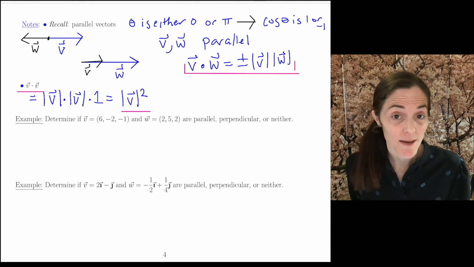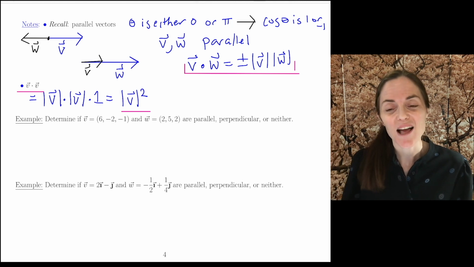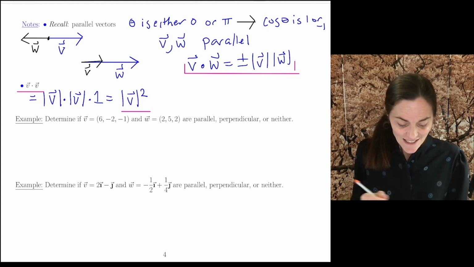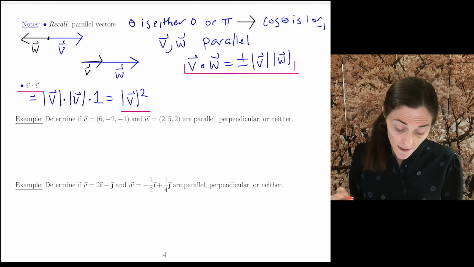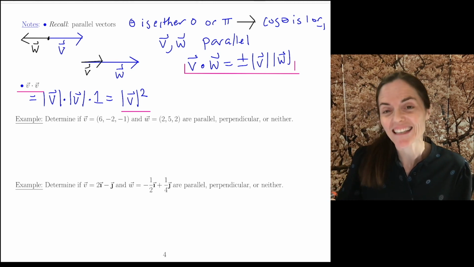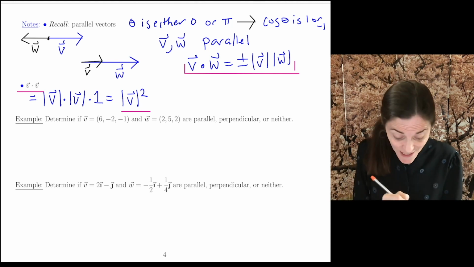Now, here are two examples where we'll determine if these pairs of vectors are parallel, perpendicular, or neither. So what we can do: for parallel, you can try to see, is one vector a scalar multiple of the other? For perpendicular, take their dot product. Do you get 0? Here, let's do the first one.